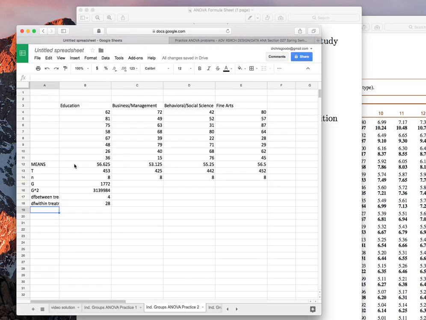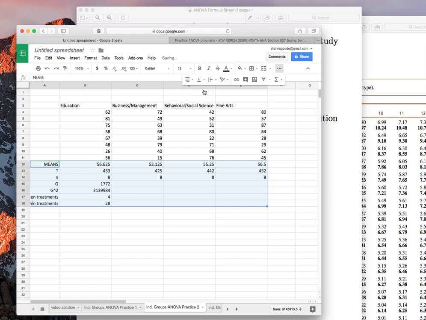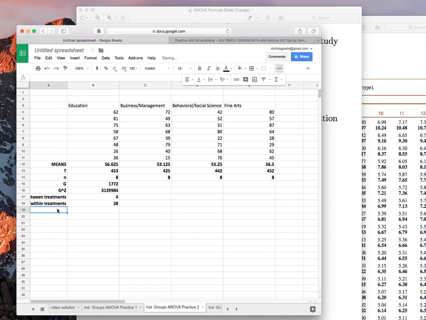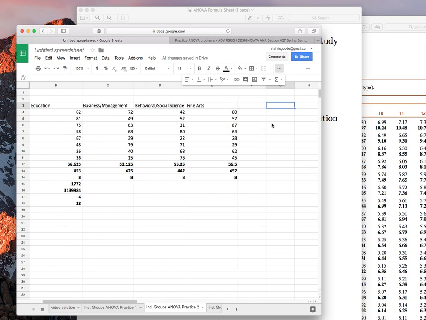So I've already calculated the means, the T's, the n's, G squared, and degrees of freedom, both between and within. So let's organize these just a little bit and bold them. And we're going to first get sums of squares for each treatment. So sum of squares is going to be the sum of the squared deviations of each one from their mean within the group. So let's do this.